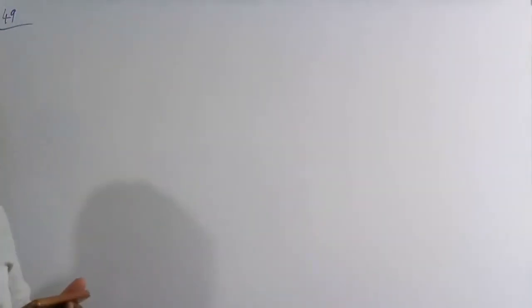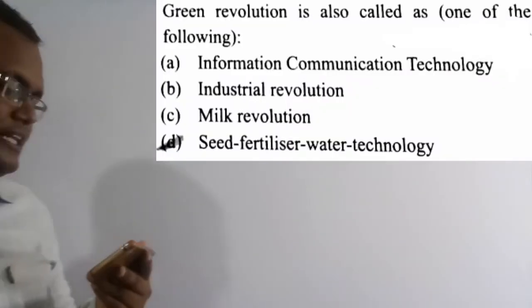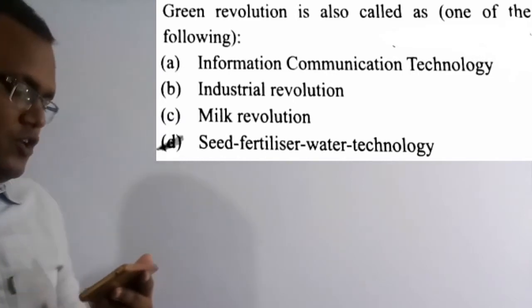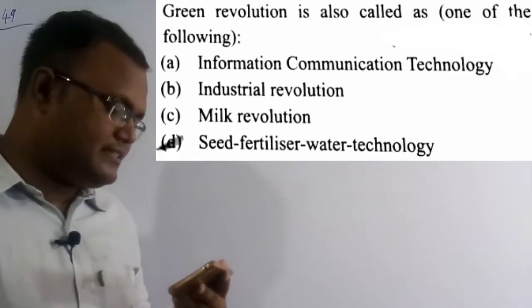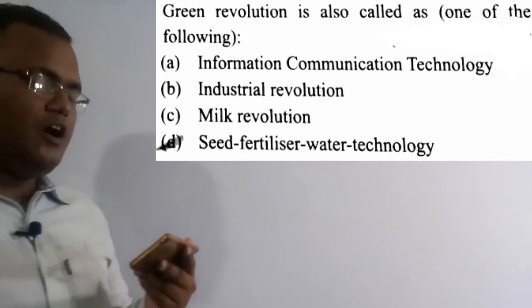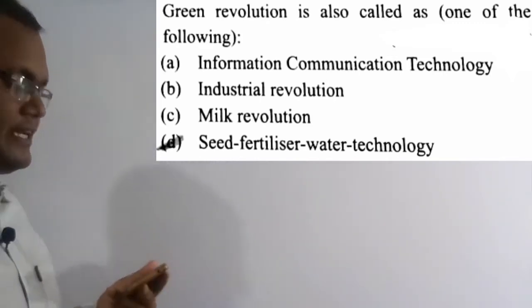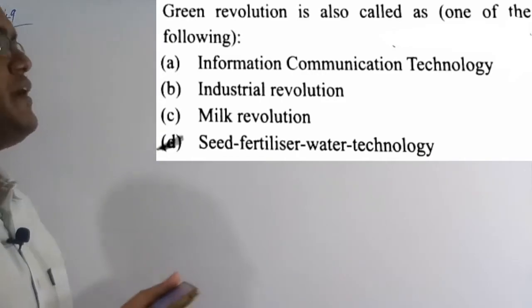So now we are going to solve the 14th question. See the question here. Green Revolution is also called as a... So out of the four options, which is also called a green revolution? Option D, seed, fertilizer, water, technology. All these things are also called a green revolution. So let's discuss some more facts about this one.